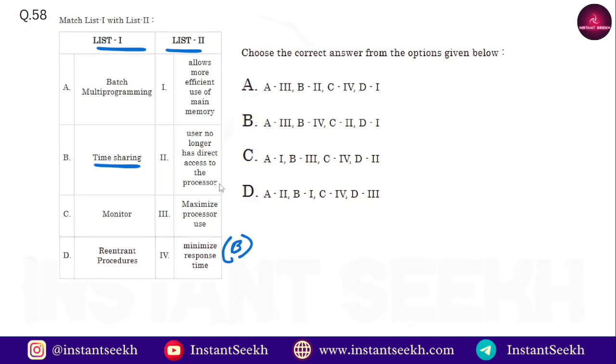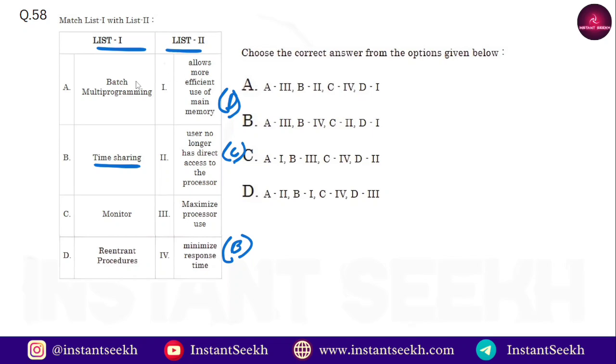Next is the monitor. Monitor goes with: user no longer has direct access to the processor. So this option number 2 goes for C. Last, reentrant procedures allow more efficient use of main memory. Basically, reentrant procedures are designed to be safely executed by multiple threads simultaneously, and that allows more efficient use of main memory.